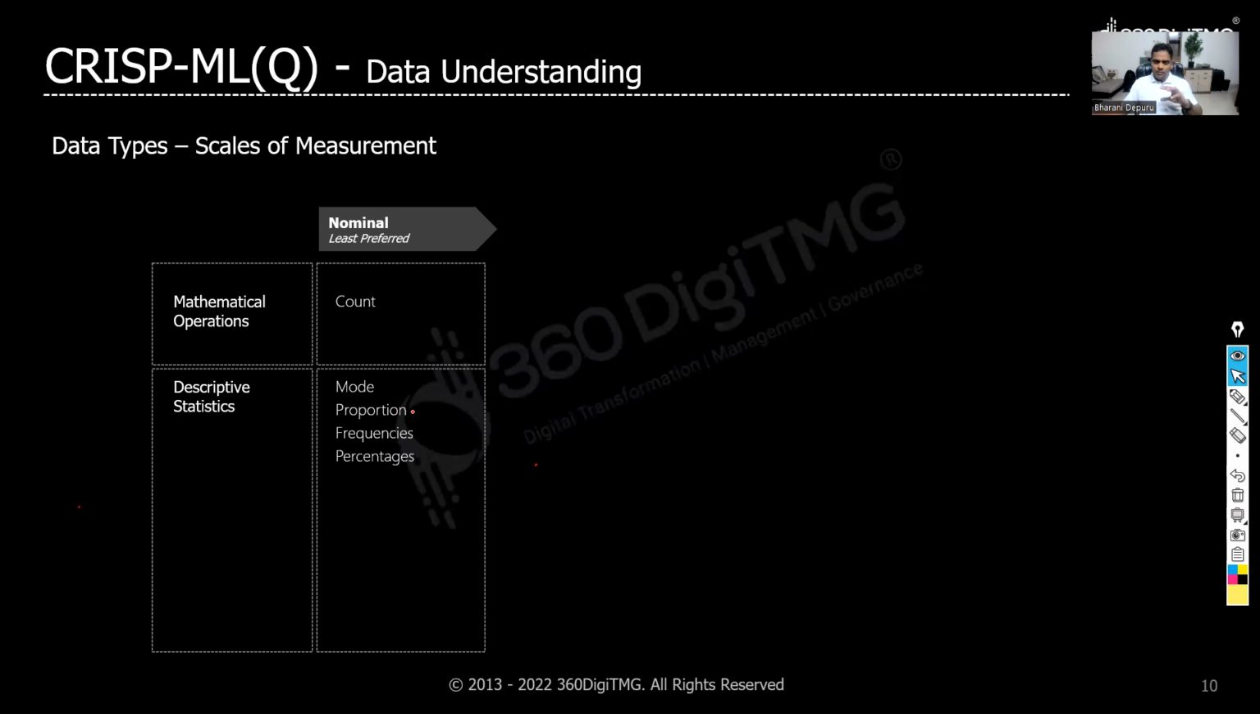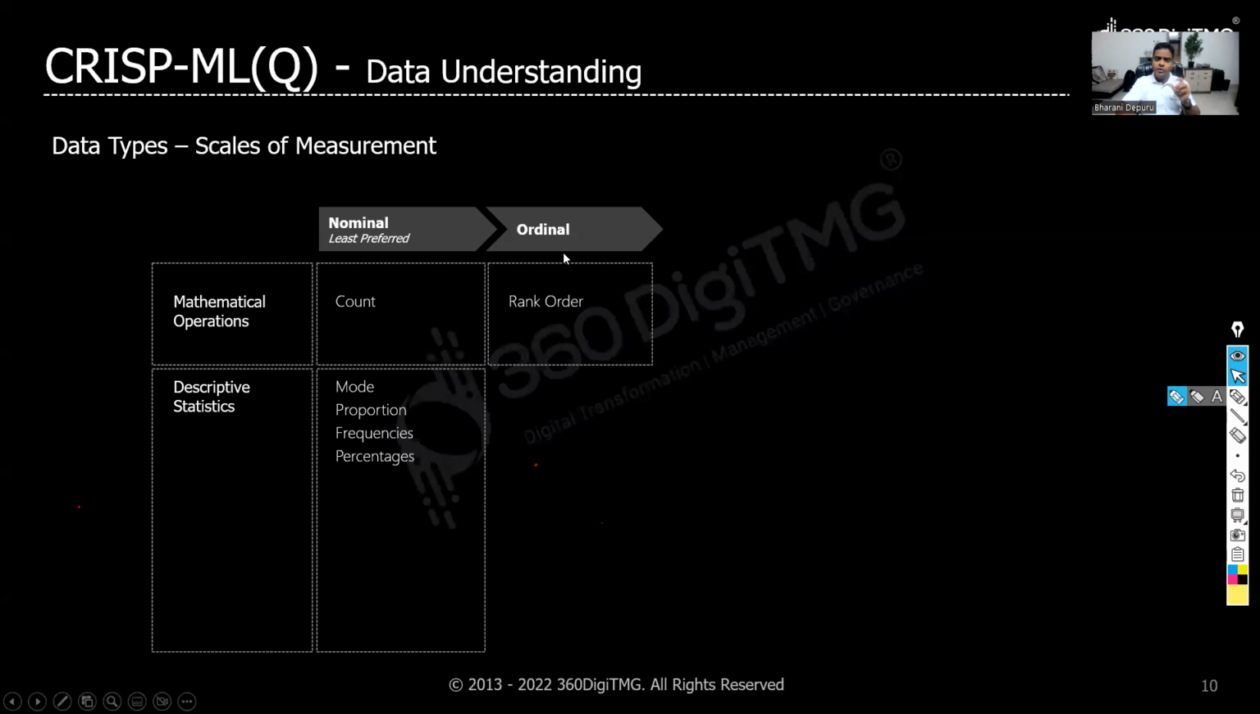Some kind of proportion, what proportion of people are male, what proportion of people are female, right? Mode is that value which repeats maximum. We'll get into all these things later, but this is all that you can calculate. Nominal is the least preferred data. Do not collect it, because if you collect that, you cannot glean any meaningful information. That means you're wasting your effort, the time that you spent in collecting the data, because you cannot analyze much.